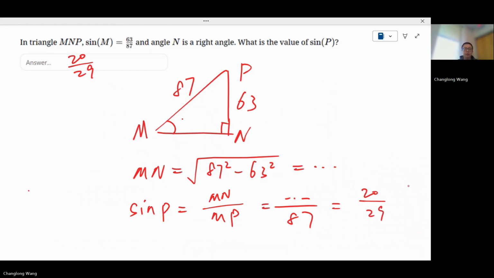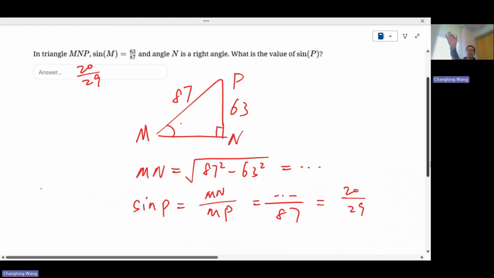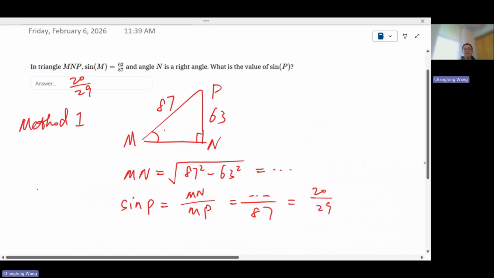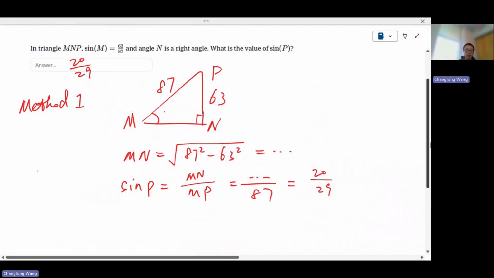Okay, so that's actually a standard way. Nothing wrong with it, and I do want you guys to be fast once you draw the triangle, find out the missing side, and go by the definition of the sine. So that's one way, let's say method number 1. Now here's another way, slightly different, but not that insanely different.